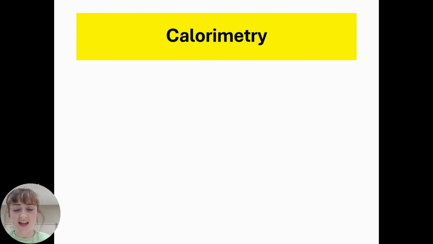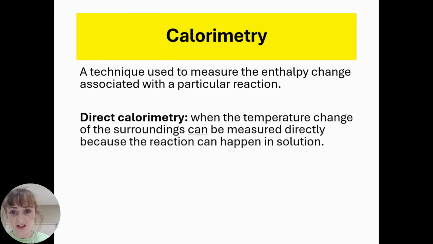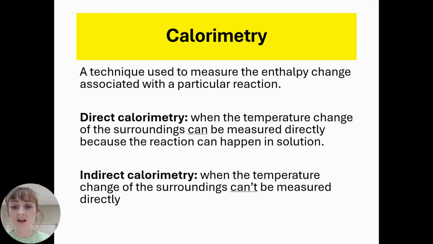Let's develop our understanding of calorimetry. It's simply any technique that you use in order to measure the enthalpy change which is associated with a particular reaction. There are two main types of calorimetry that we focus on in chemistry. There's direct calorimetry, wherein the temperature change of the surroundings can be measured directly. That's because the reaction that you're measuring happens in solution, and we can measure the temperature change of the solution. There's also indirect calorimetry, and this is what you would do when the temperature change of the surroundings can't be measured directly.